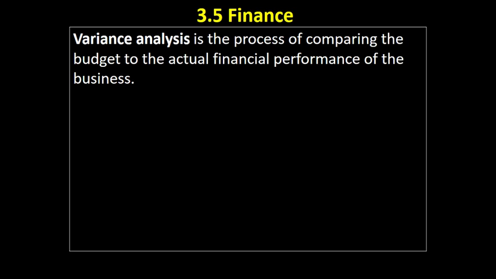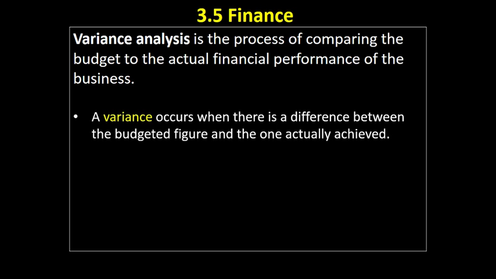Or we can look at holding people accountable. You said you'd be able to generate this much in sales, and actually you've generated less than that. Or you said your costs would be this much, actually your costs were way less. What can we do to make the budget more accurate in the future?